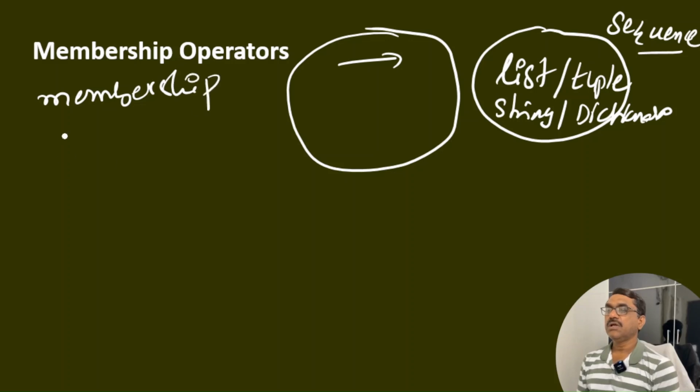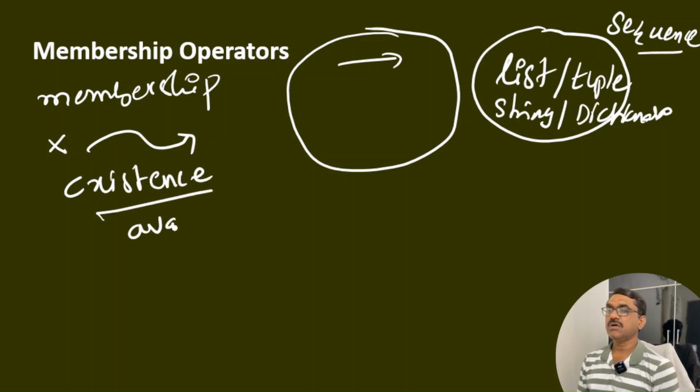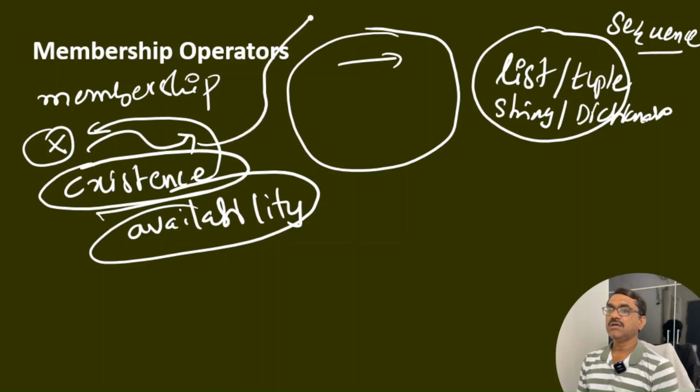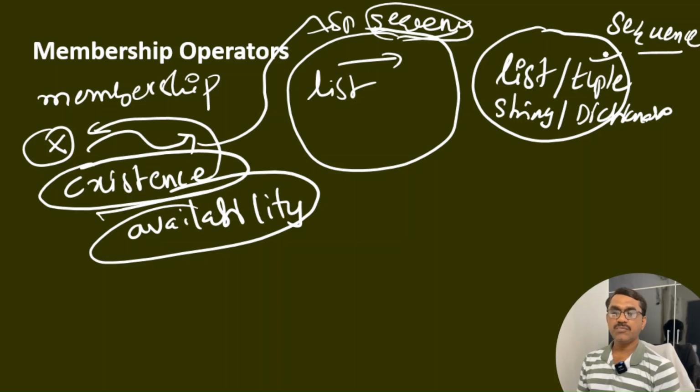For example, here I'm taking a member X. Now I'm going to check the availability of X, or I can say existence or availability. I'm going to check the existence or the availability of the value designated by X in a specific sequence. What do you mean by the sequence? It can be a list, a tuple, a string, or a dictionary.